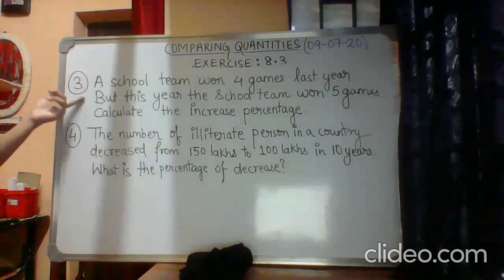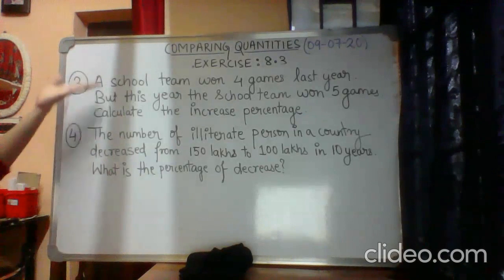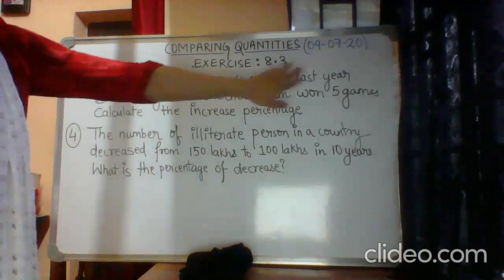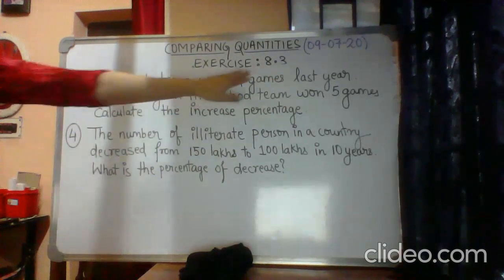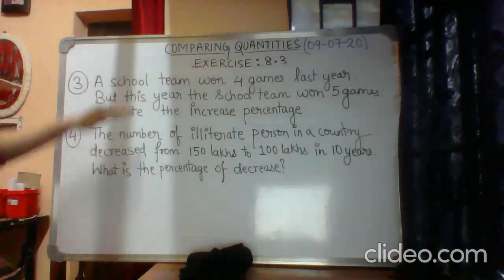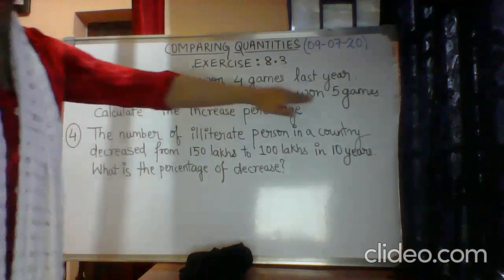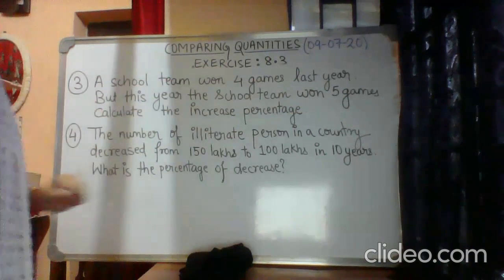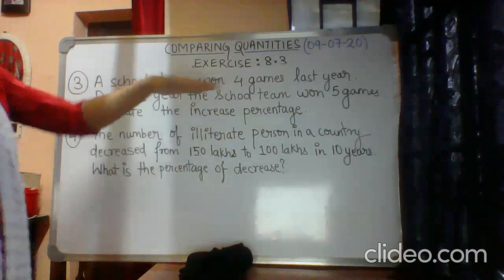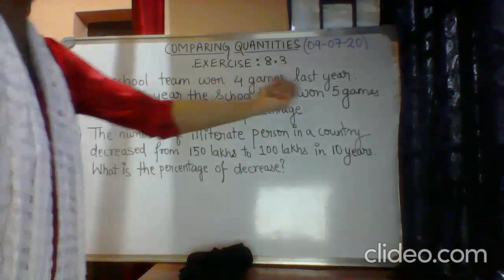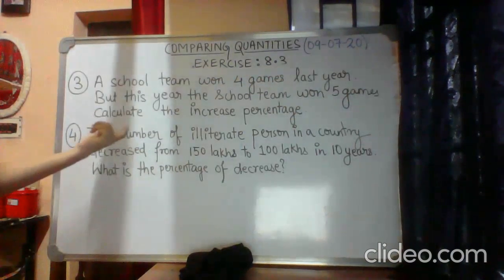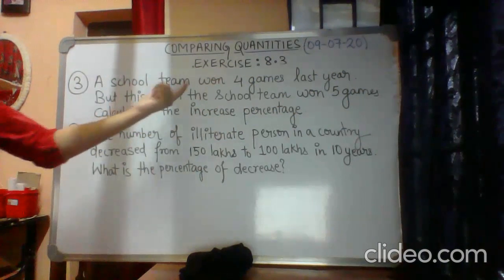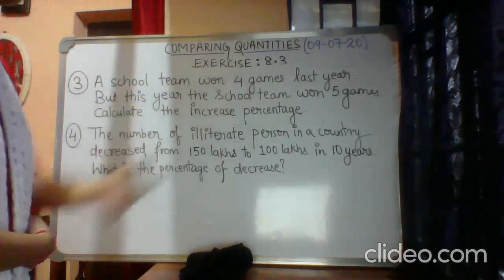This is now the third and fourth question. Third question, a school team won 4 games last year. But this year, the school team won 5 games. Calculate the increase percentage. The number of games won is already given, last year 4 games, this year 5 games. So you have to calculate the increase percentage because the number of games won is increasing this year.